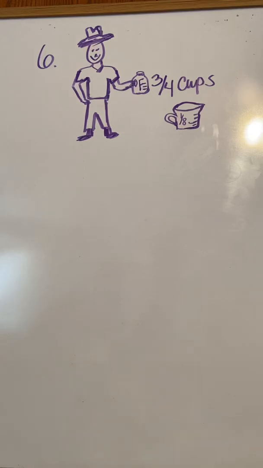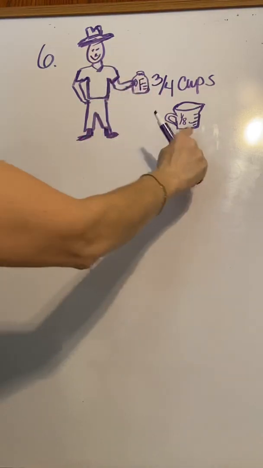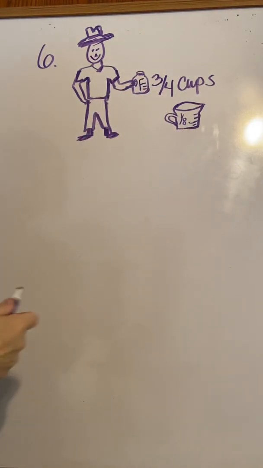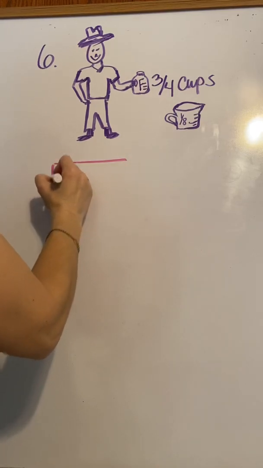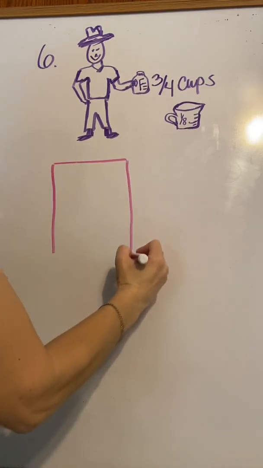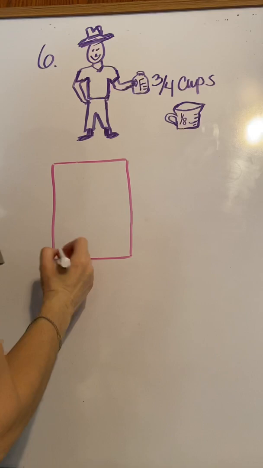So I've got a picture of Mr. Jones, and he's holding the fertilizer, and I'm showing that there's 3/4 cups in here, and here's his little 1/8 scoop. And we want to know how many times, if he has 3/4 cups. So I'm going to just draw a quick little picture here. I'm going to let this represent 1 cup.